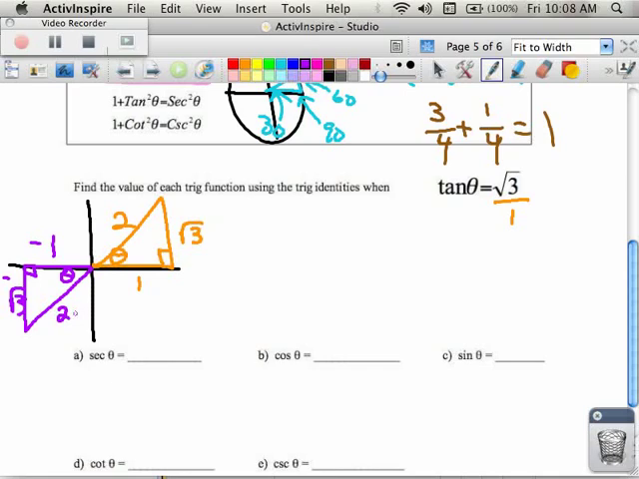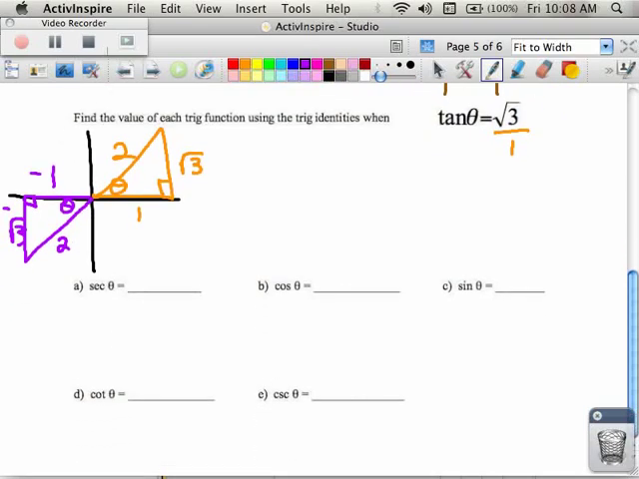Now when I answer all of these questions that they ask me about, the trig ratios, I'm going to use both the purple and the orange answers. So that's kind of important. So let's look at our triangles and find each of these things. In the orange triangle, what is the sine of theta? Very good, square root of 3 over 2 in the orange triangle.